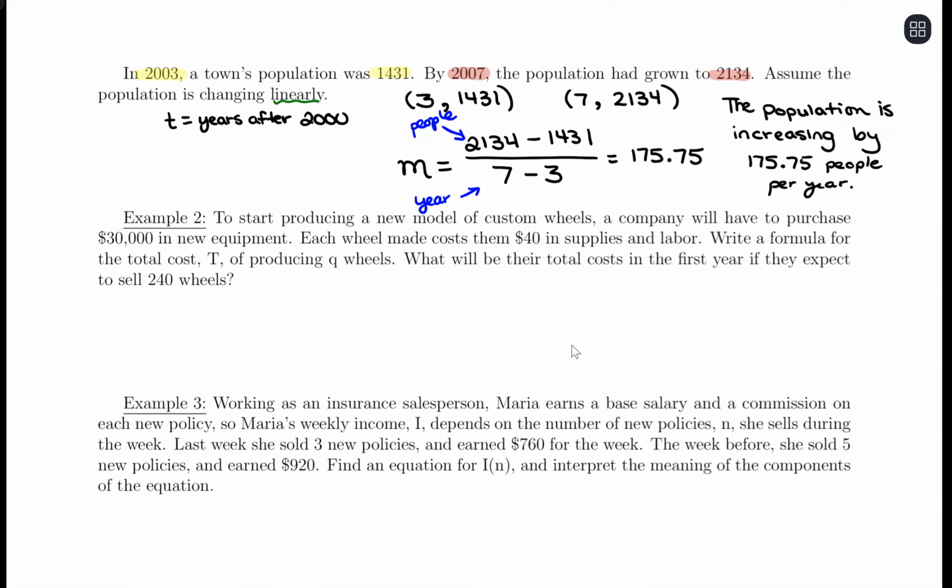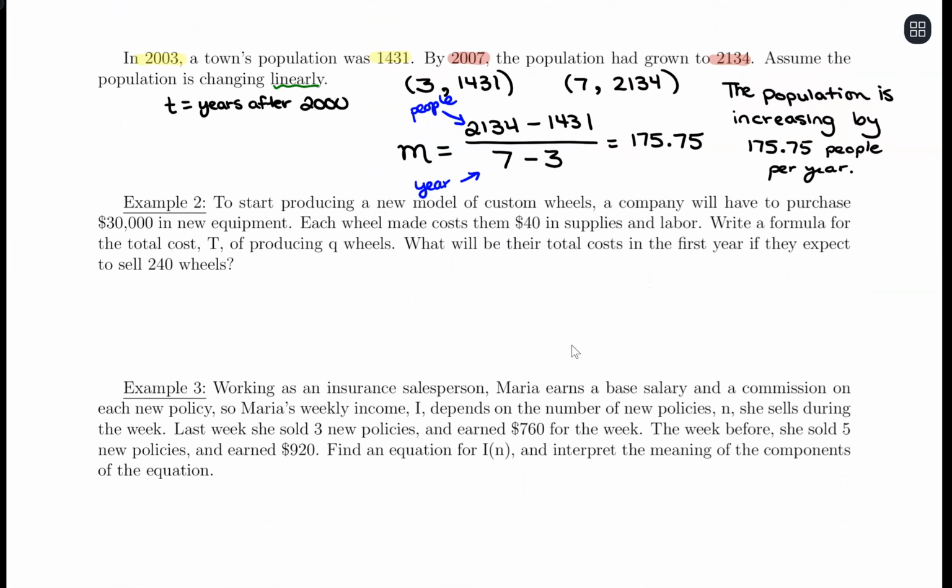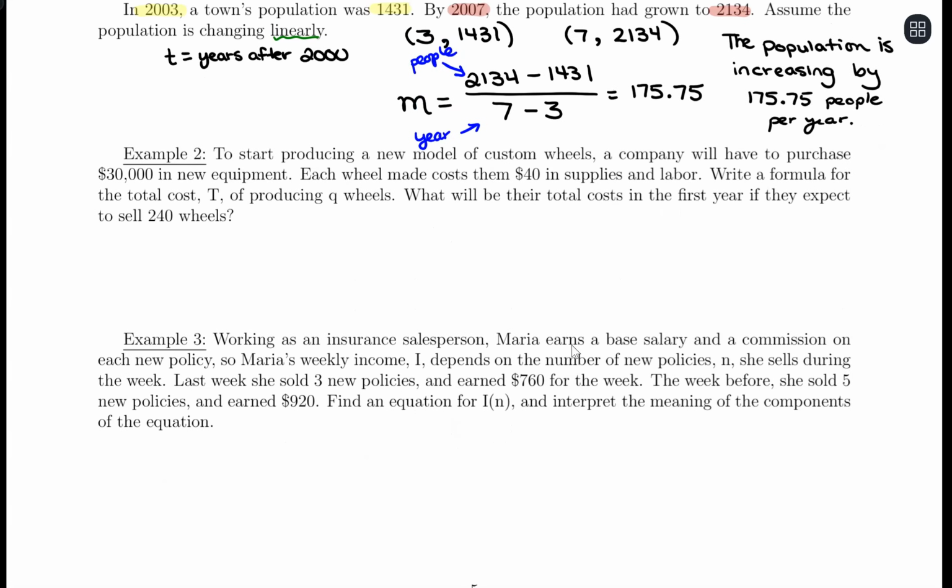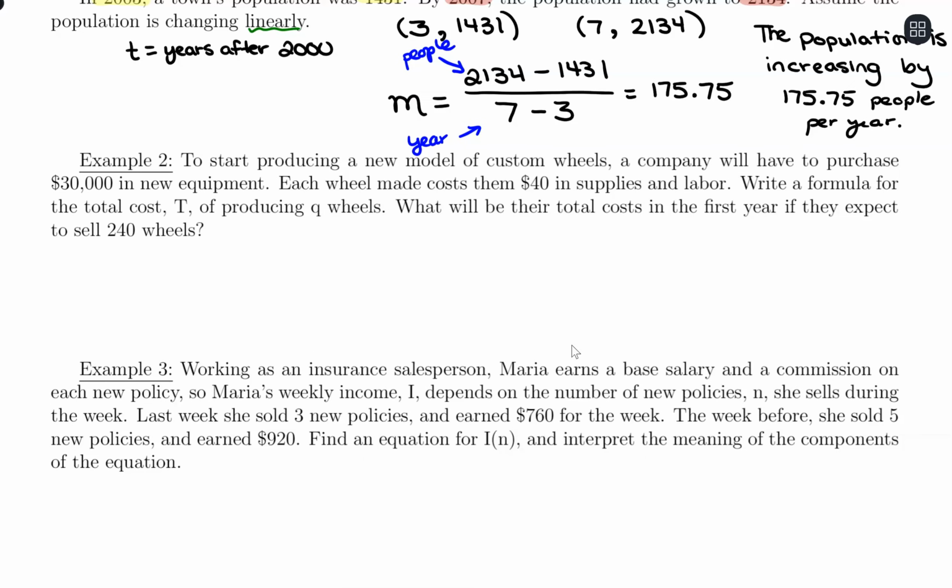All right, just 2 more examples here, talking about our linear functions and applying them to word problems. So, to start producing a new model of custom wheels, a company will have to purchase $30,000 in equipment. I'm just going to highlight that $30,000. That right there is a fixed cost. They have this purchase they need to make. They don't need to make it over and over again. They just need this new equipment. So that right there is a fixed cost of $30,000.